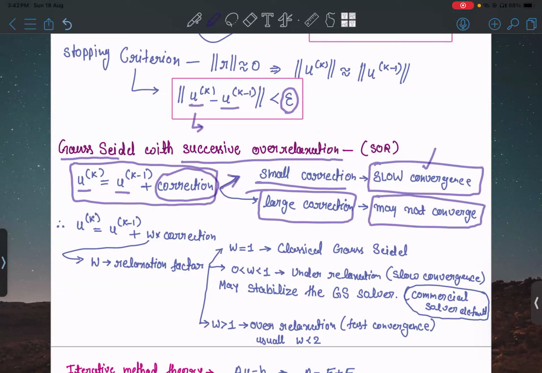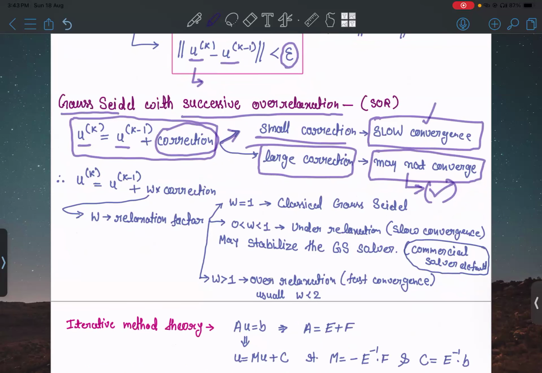Suppose I have u1 equal to 1, u2 equal to 2. My actual solution is u1 equal to 1.5 and u2 equal to 2.5. But I got the correction value as 2 for u1, and for u2 I got 3. So I will go much farther from my actual solution. In that case, my solution may not converge. So to avoid these two issues, we'll use the successive over relaxation method. In this method, we simply multiply some w with the correction.